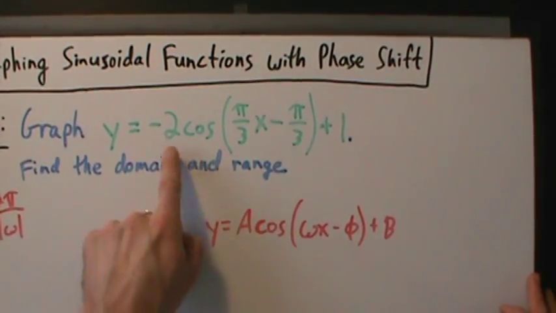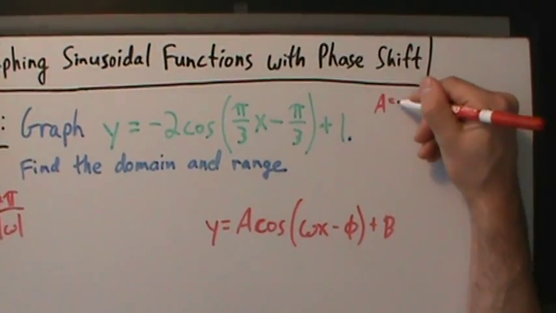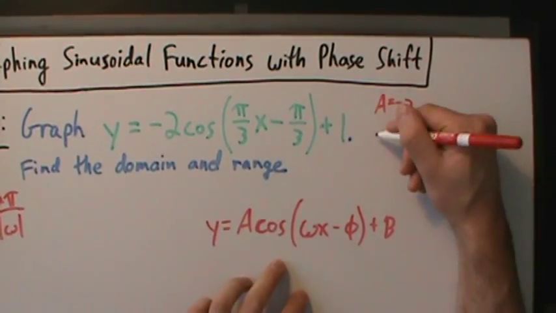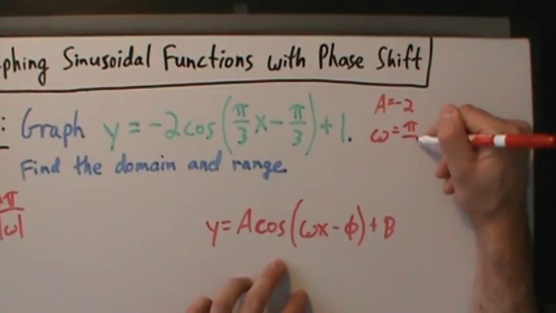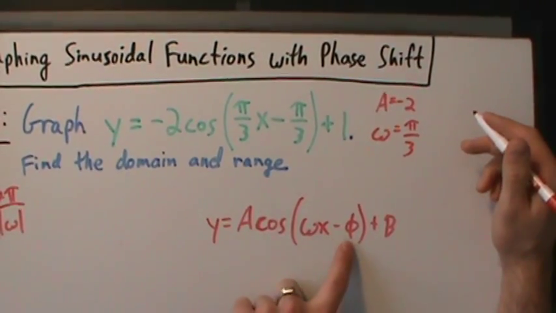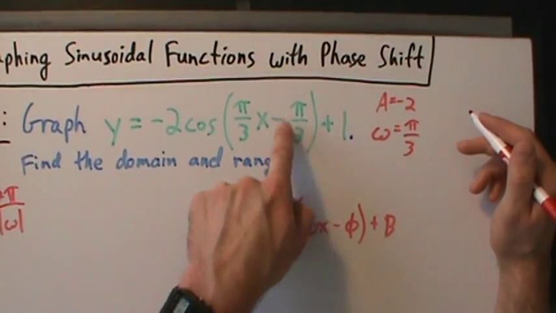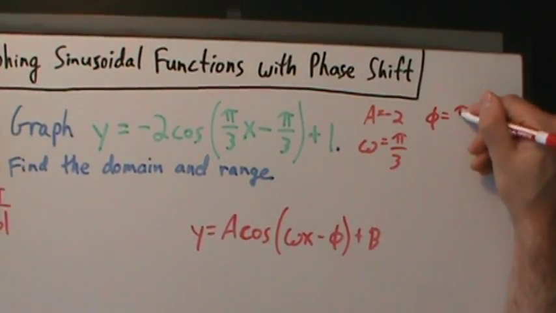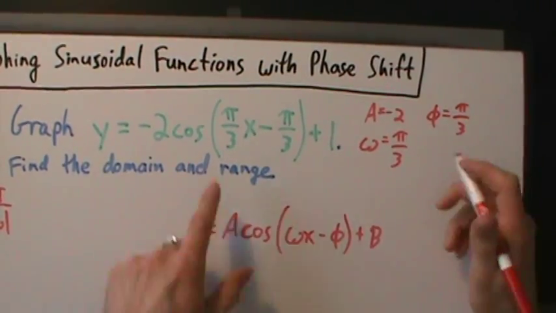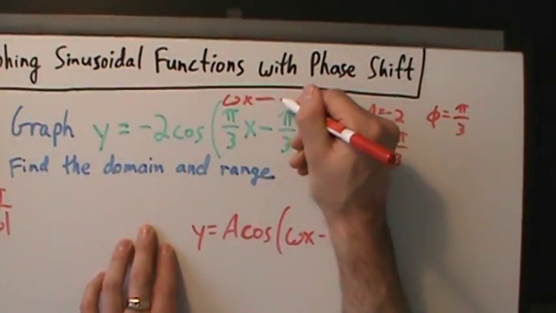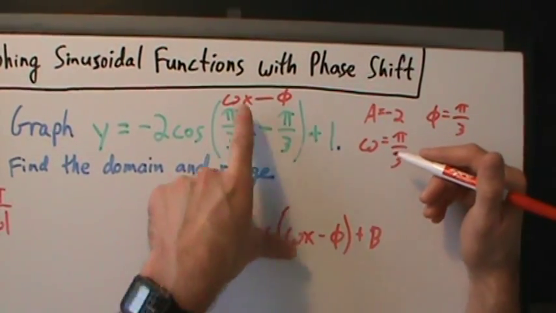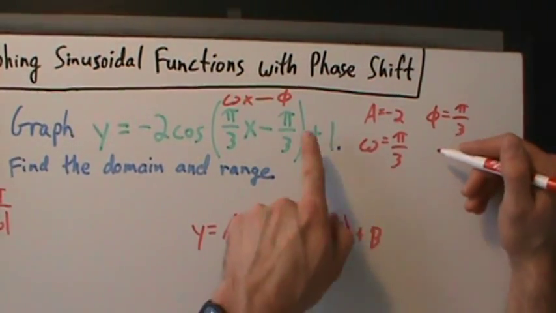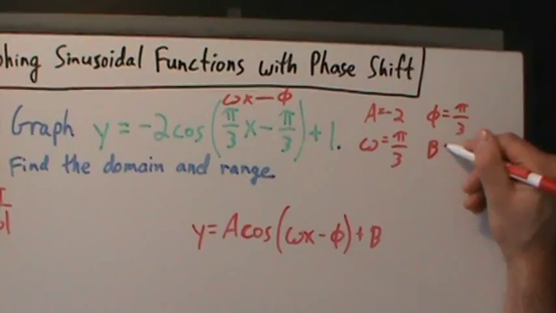Well, here A is -2, right? A is -2. Omega is the thing being multiplied by the x. It's pi over 3. So omega is pi over 3. And then remember, it's omega x minus phi. So pi over 3x minus pi over 3. So phi is pi over 3. Okay, phi is pi over 3, because it's omega x minus phi. So omega is pi over 3, x is x, minus sign, and then phi, pi over 3. Okay? And then plus B, so B is positive 1.